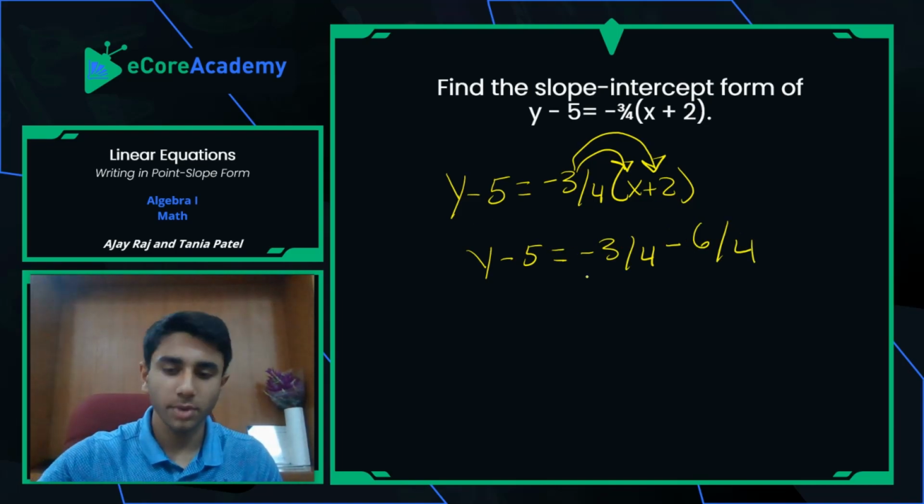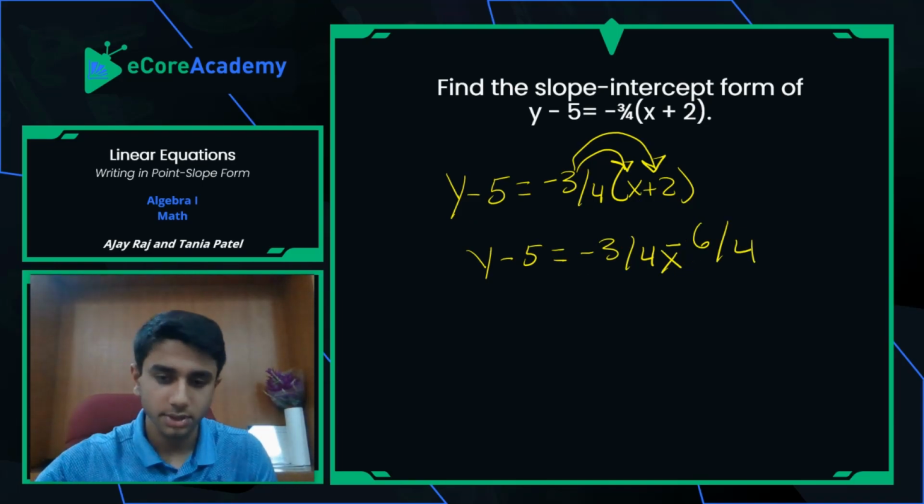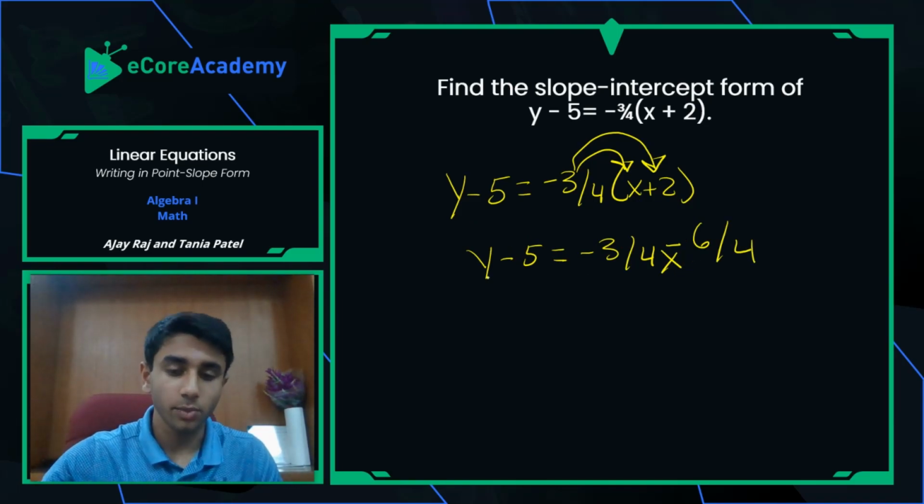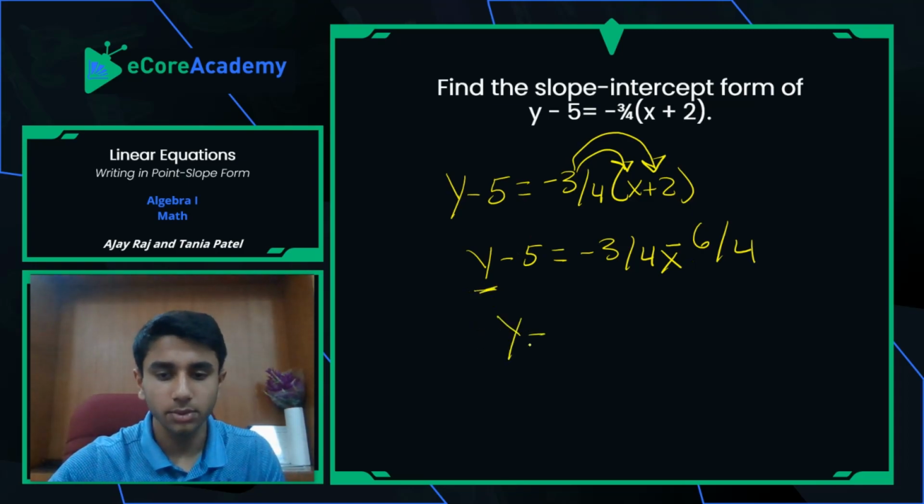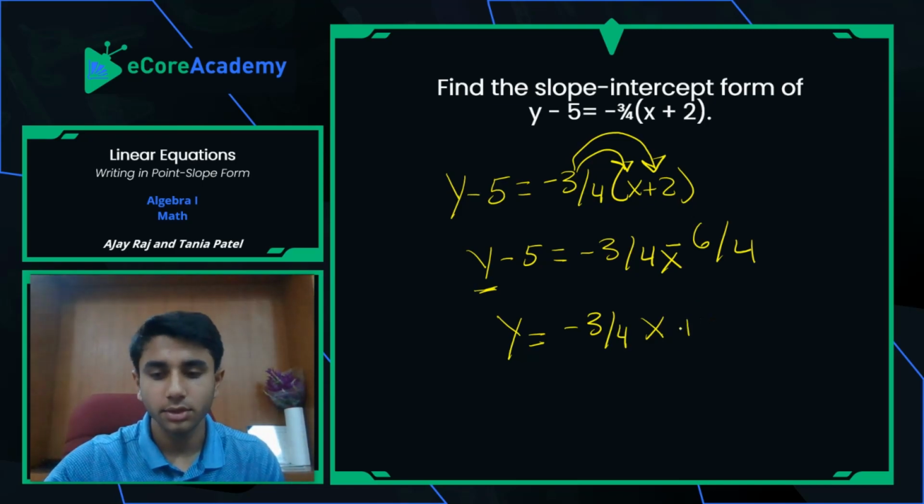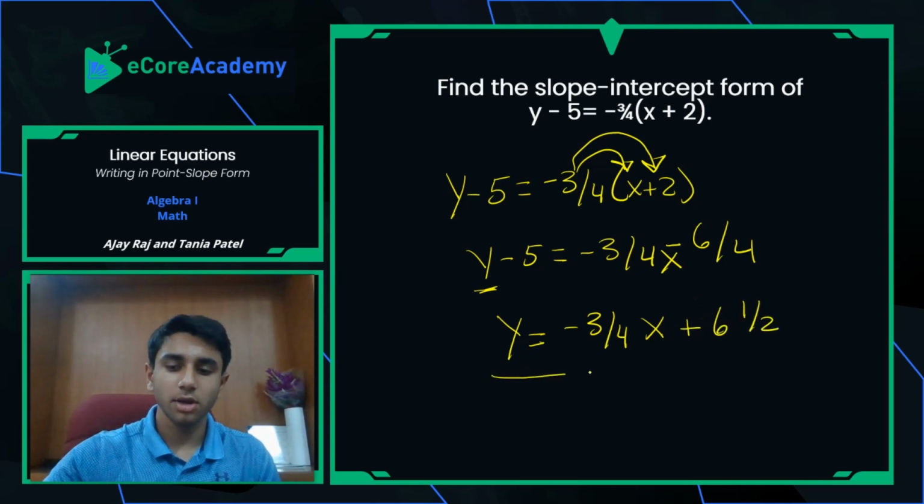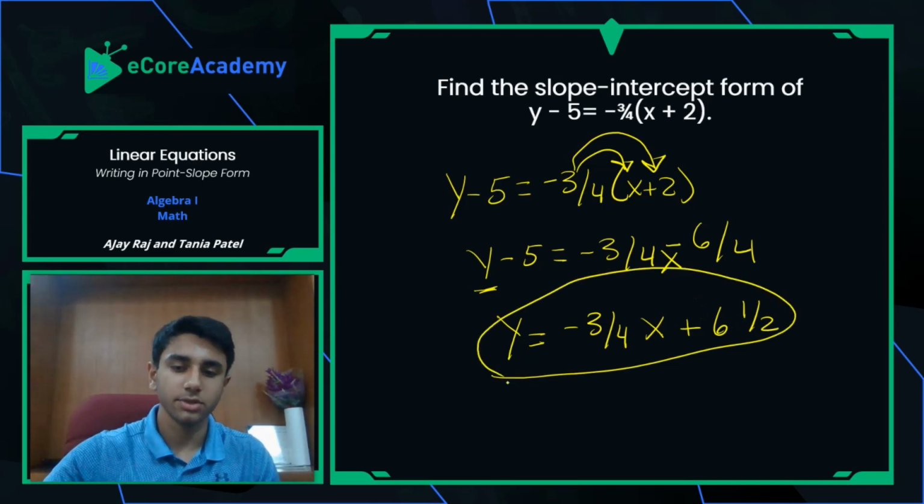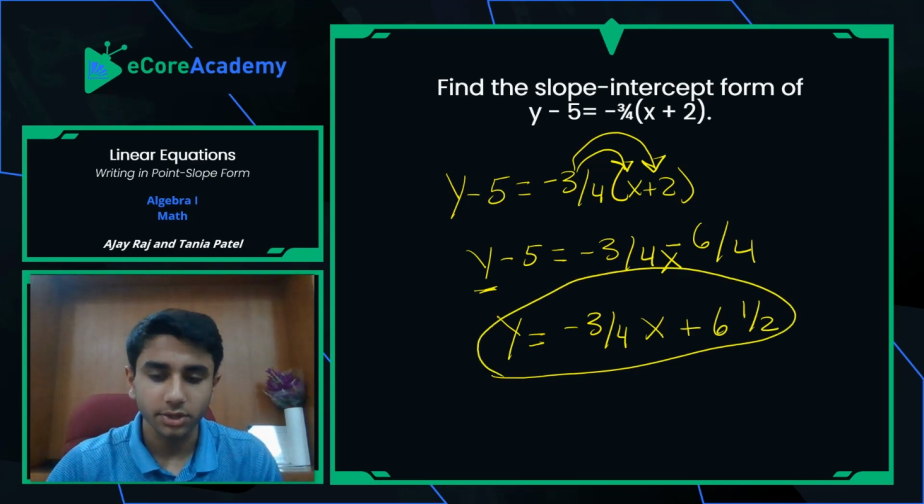All right, so now that we have this on this side, negative 3/4 x minus 6/4, what we're going to do is merely isolate y on the left-hand side of the equation. So we're going to add 5 to both sides, so we get that y equals negative 3/4 x, and then when we add 5 to both sides of the equation, we get 5 and 6/4, which is also 6 and 2/4, or 6 and 1/2. So plus 6 and 1/2. All right, so that's going to be our very final answer. I promise, that's it. That's our final answer right there.